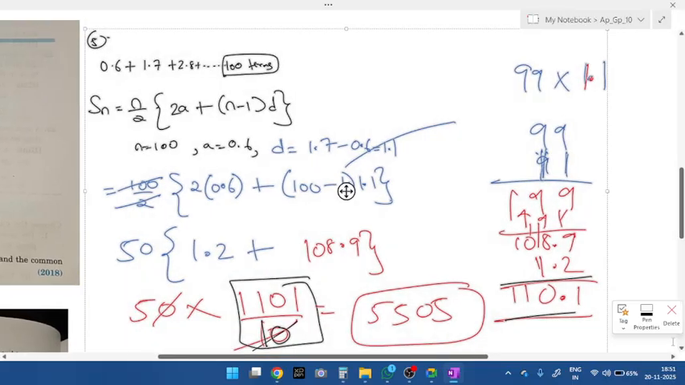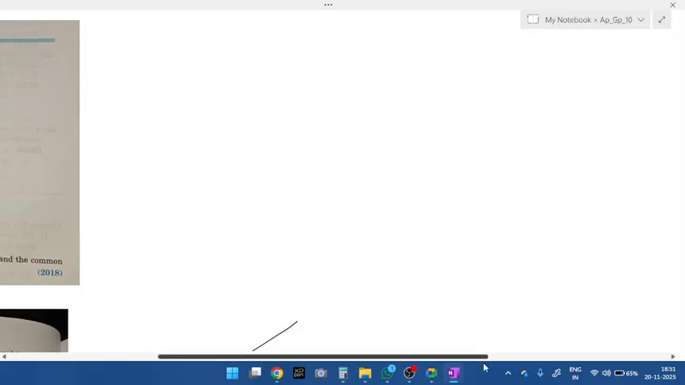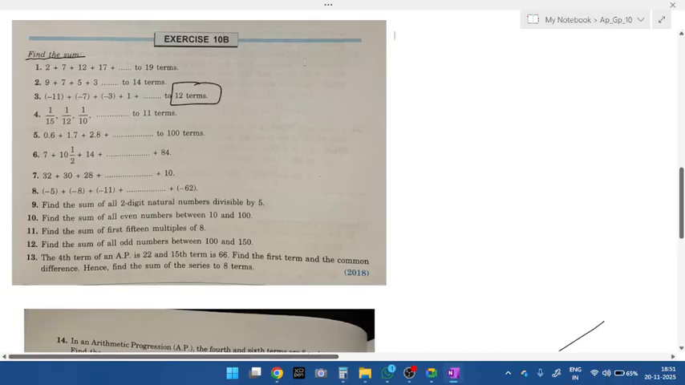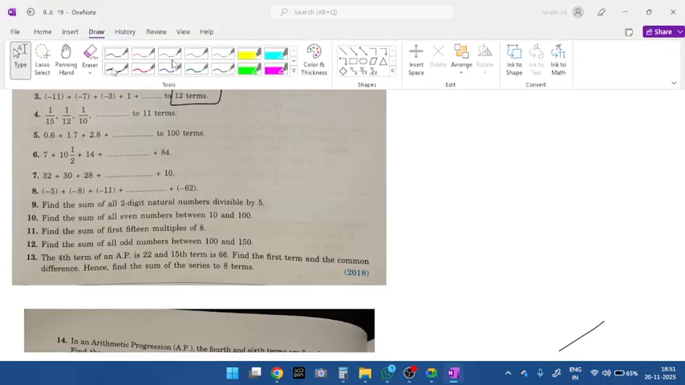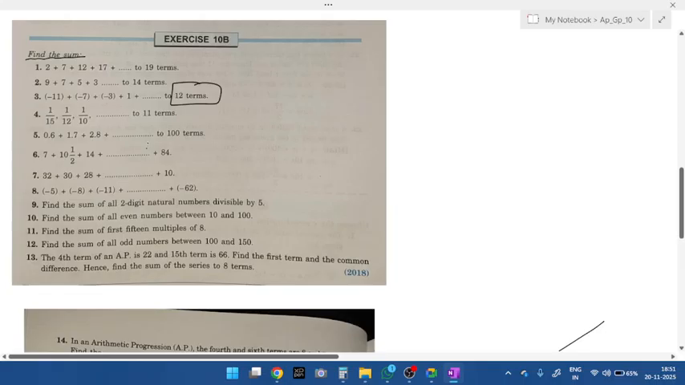5505. N stands for nth term. They have to mention the word term there. Now, which question we solve? Fifth question. Okay. Fourth question, try it for homework. From 1 to 5 questions, the word term is given.